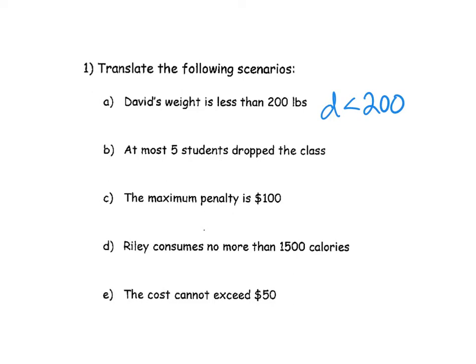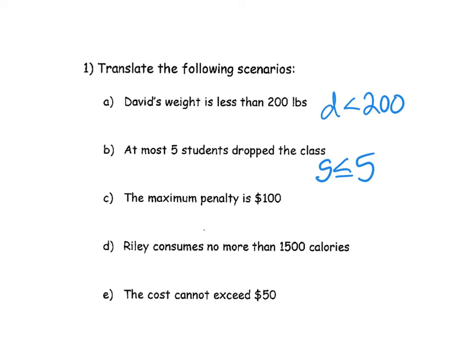So B, at most 5 students dropped my class. So at most 5 students. Did 6 students drop? Did 4 students drop? At most 5 students dropped. How do I write that one? At most 5. That was the most. 5 was the most. Less than or equal to. So I'll say S for students, less than or equal to 5.